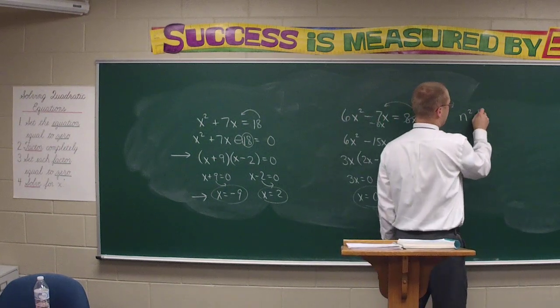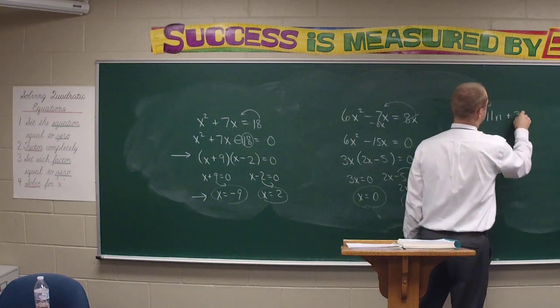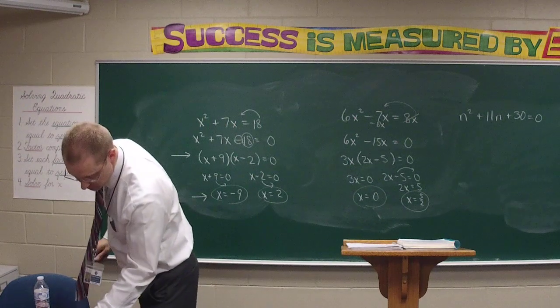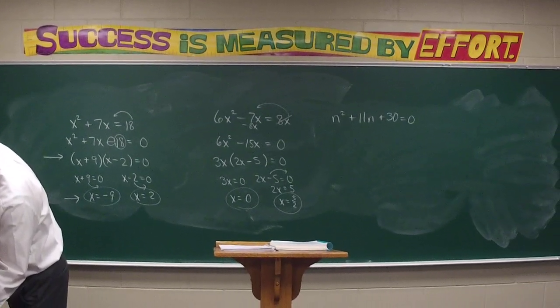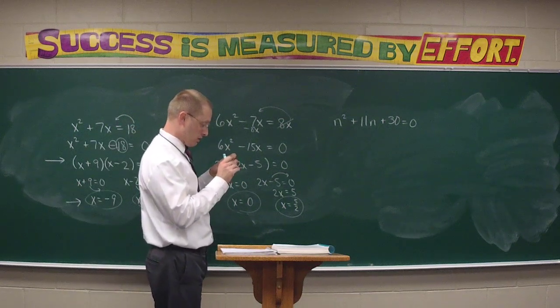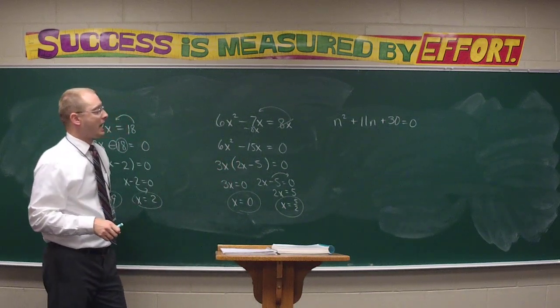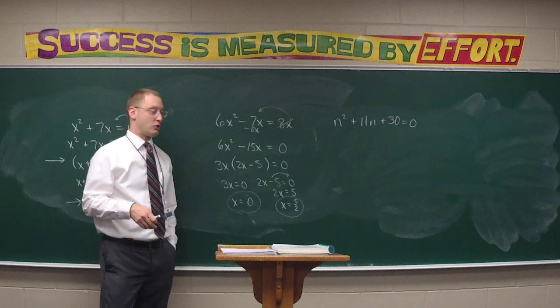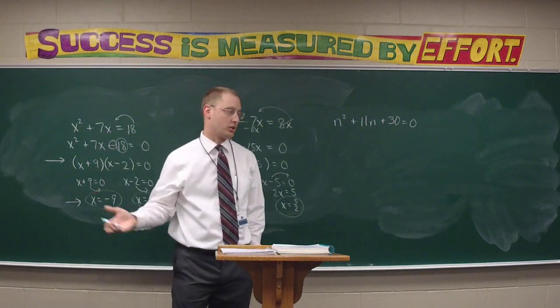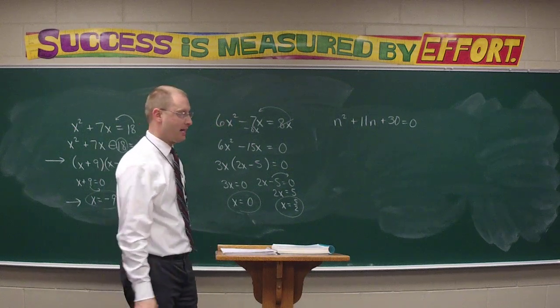N squared, positive 11n, positive 30 is equal to 0. Sometimes the equation already is equal to 0 for you, just because people are nice like that. And so you get to skip step 1. You get to go straight to step 2, which is to, class, factor completely. What'll I do here, Maddie?